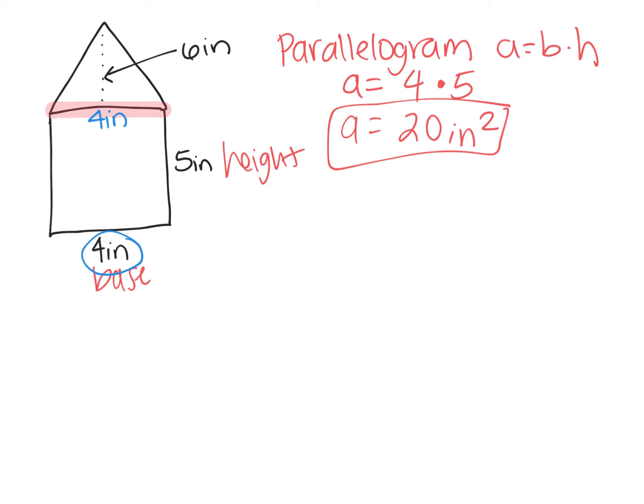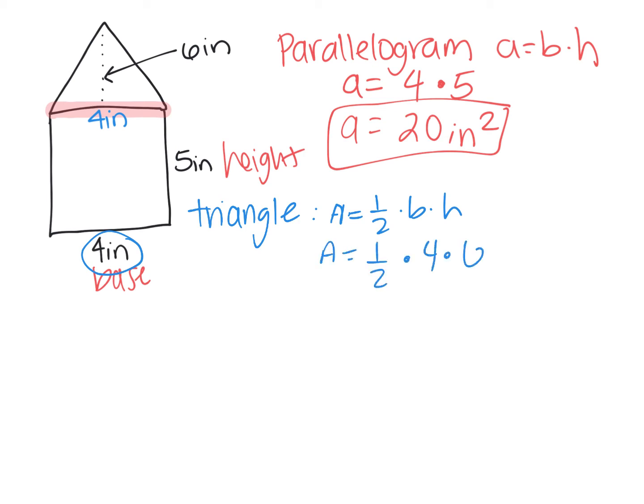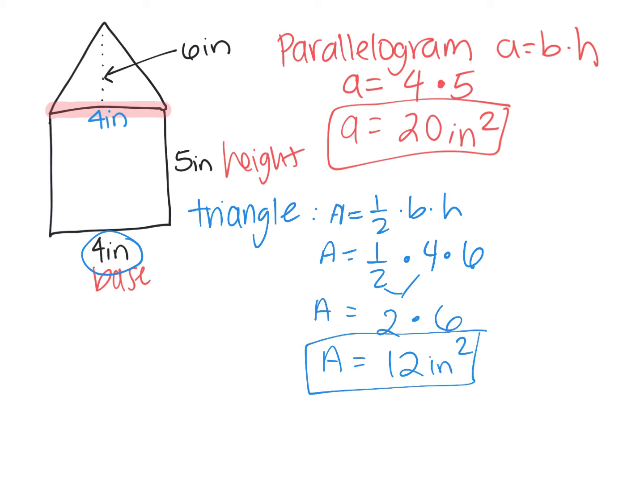So now just dealing with that triangle, I'm going to do my triangle values in blue. Area equals 1/2 times base times height. Now substituting in 1/2 times my base, which was 4, and my height, which was 6. Solving, I can take half of 4, which gives me 2 times 6. Final answer, 12 inches squared. So that was for my triangle.